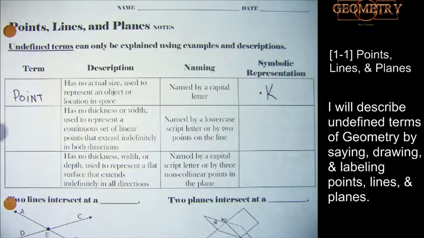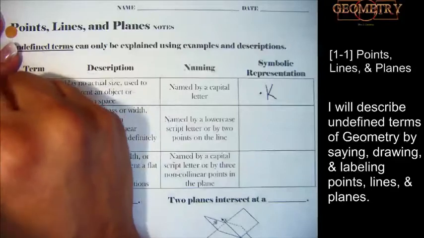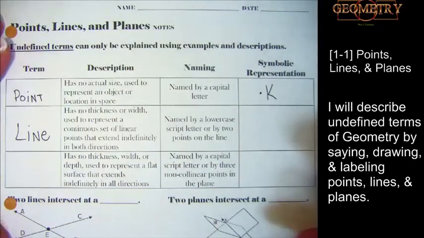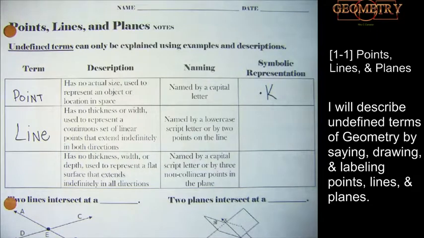Okay. The next undefined term is a line. A line's not going to have any kind of thickness. Like, I've got lines all over this paper, right? I've got lines around the boxes. My N is made up of a couple lines hanging out and doing stuff. But those really aren't geometric lines because they have thickness. They have a width. The actual geometric line doesn't have a thickness.